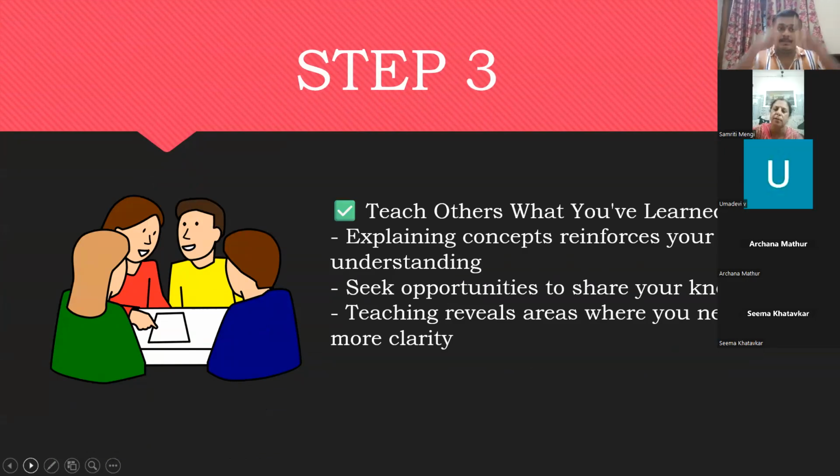Even in our learning pyramid, it is clearly mentioned that we retain 90% of knowledge by teaching others. Explaining concepts reinforces your own understanding. Seek opportunities to share your knowledge. Even during the recess period, in the first recess, for 5 or 10 minutes they can discuss the math concepts. In the second recess, they can discuss the science concepts. Or you can have a specific peer group period of 10 or 15 minutes to discuss the concepts that they have revised yesterday.